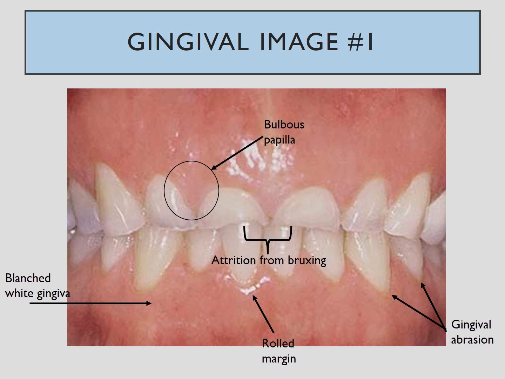In this first gingival image from Brenda, we can see that she presents with very bulbous papilla in the anterior region. We can see the attrition from her bruxing. She has rolled margins with areas of gingival abrasion, and the color of the gingiva presents as blanched white.